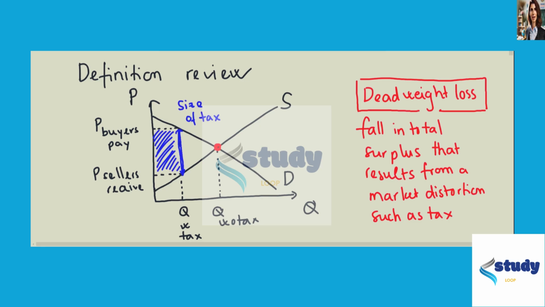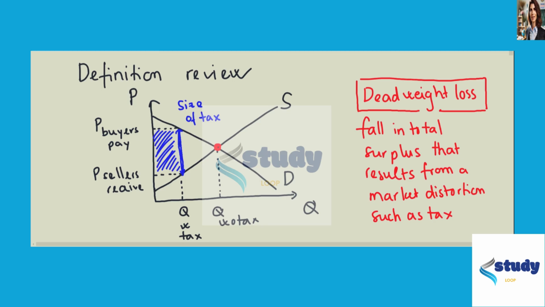First, we will review the concept of deadweight loss. Deadweight loss is a fall in total surplus that results from a market distortion, such as tax. We can illustrate deadweight loss from a tax in a supply and demand diagram.